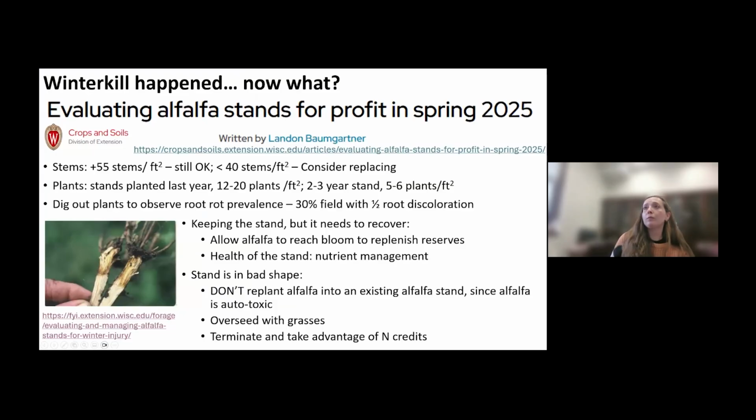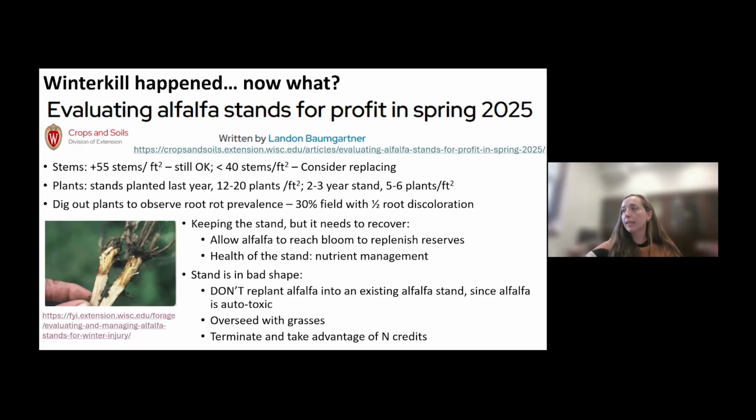So, if winter kill happens, what do you do? There is a really good, very well explained publication by my colleague Landon. I'm going to go over this a little quickly. The first thing is to evaluate your stand. There are some thresholds, not only in terms of stems per square foot, but also plants per square foot. You can also dig out the plants to take a look at how they look in terms of root rot, and make a decision whether or not you're going to keep your stand.